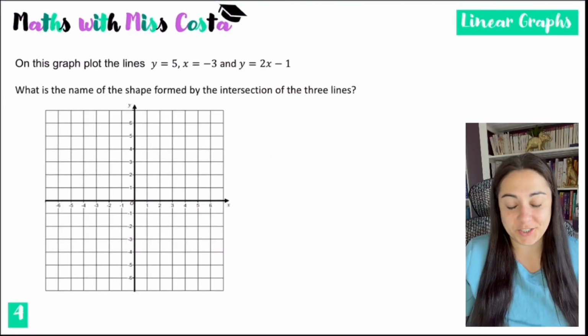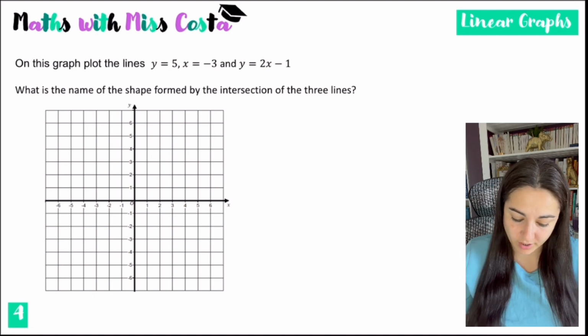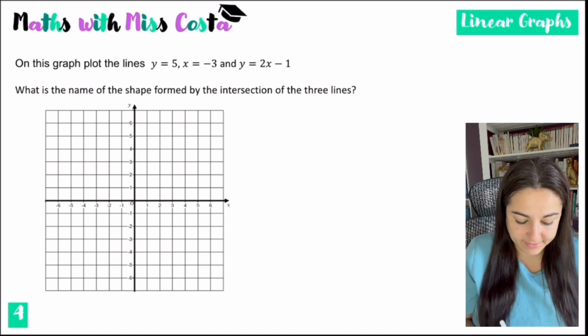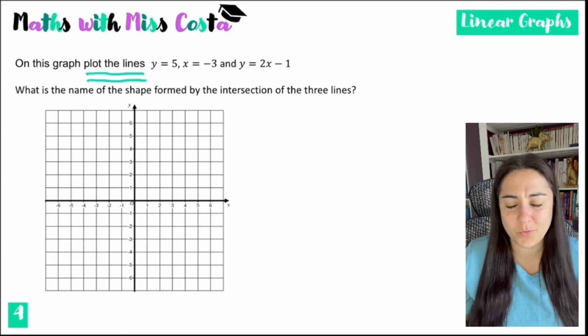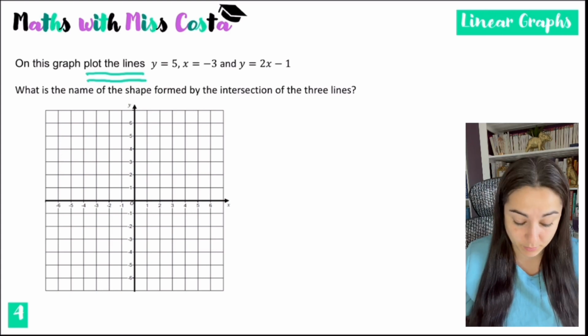So in this question, we are looking at linear graphs and we're being asked to plot 3 lines, okay? So the line y equals 5 and x equals negative 3. People, for some reason, always seem to ignore these when it comes to the exam, and these are some of the easiest lines that you can plot.